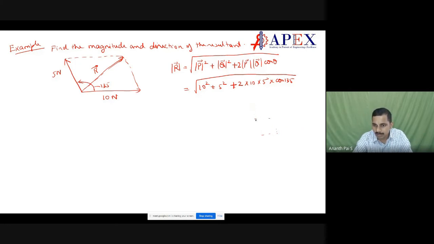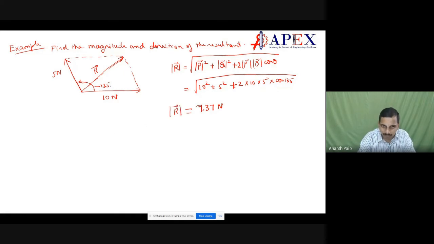So the same thing can be changed into triangle law. Parallelogram law can be changed to triangle law. How is that? I will tell you. If you do the math, you will get 7.37 Newton. So the magnitude of R is 7.37 Newton.